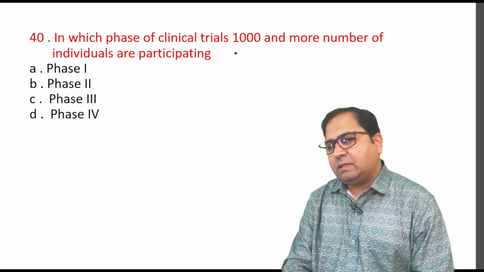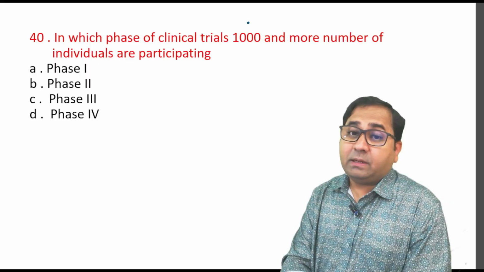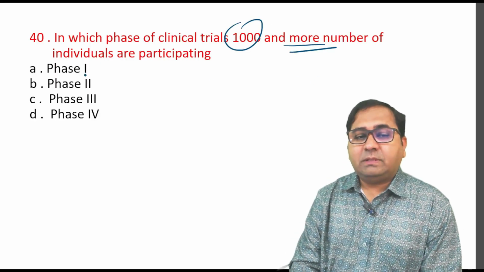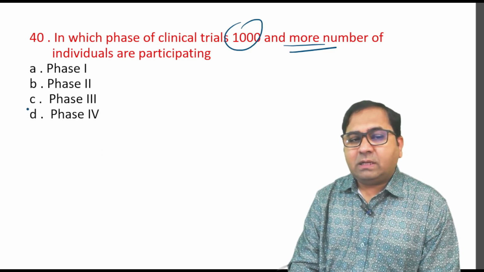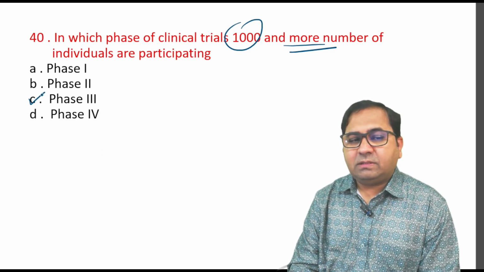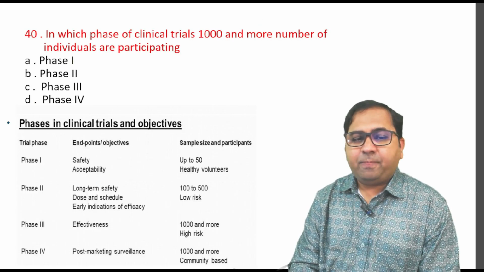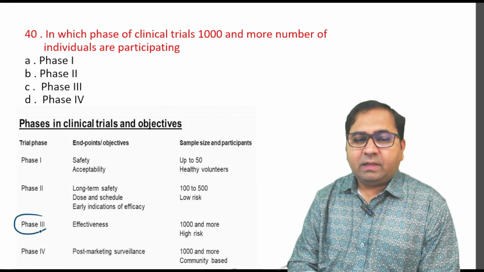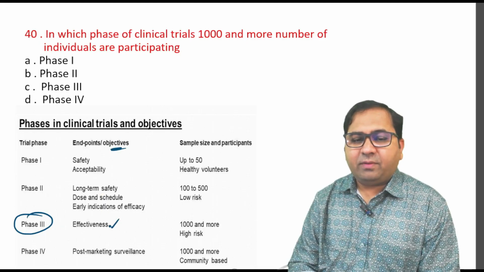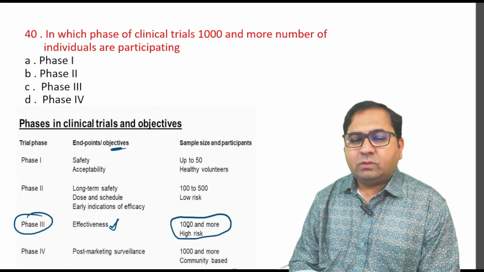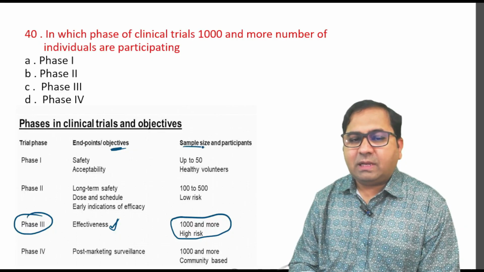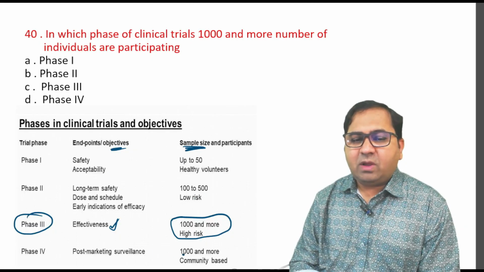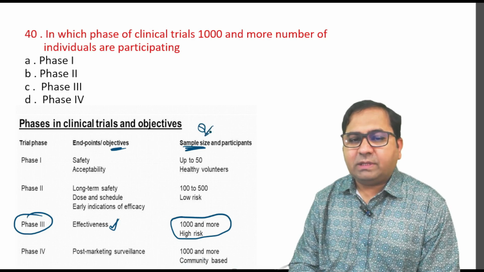See the next question. In which phase of clinical trials do 1,000 or more individuals participate? The options are phase 1, phase 2, phase 3 or phase 4. The answer is phase 3. In phase 3, the objective is to look for effectiveness, and the sample size is written here as 1,000 and more. You have to remember these numbers also: the sample size in phase 1, phase 2, phase 3 and phase 4. Even these can be asked as a question.